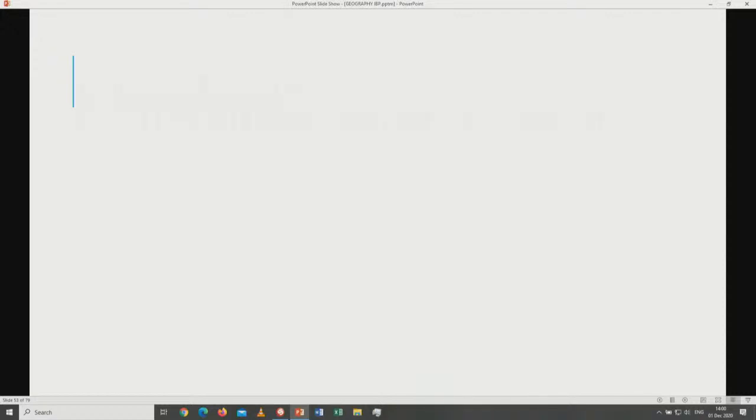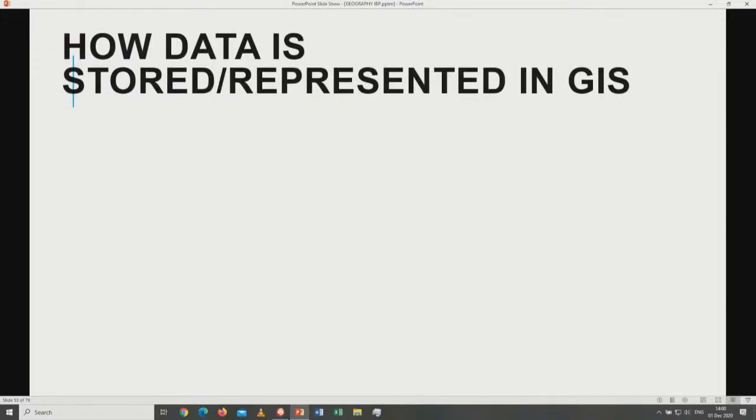And then from there, once we have collected data, we have to store that data or represent it. In GIS, we represent data in two ways: we have vector data models and raster data models. You get me, grade 12? Once we have collected the spatial data and the attribute data, we have to store, or represent, or display it in vector data or raster data.